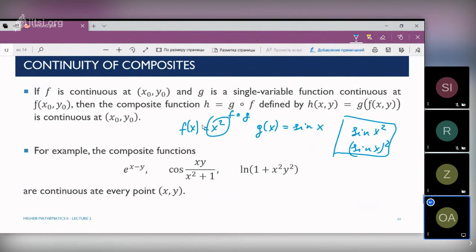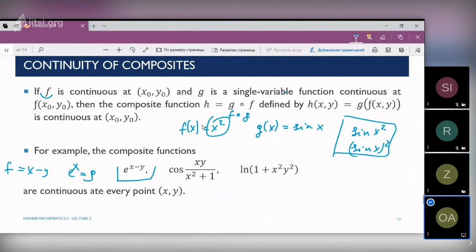For example, these are composite functions. The function e to the x minus y is continuous at every point. How do we know this? We have a function x minus y, which is continuous, and we have another function, e to the x. So this is f, continuous at x0, y0, and this is g. G is a single variable function, continuous at f of x0, y0.